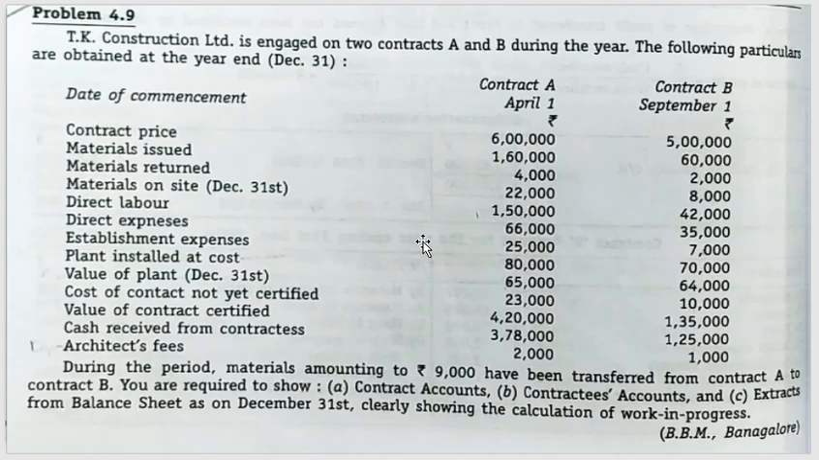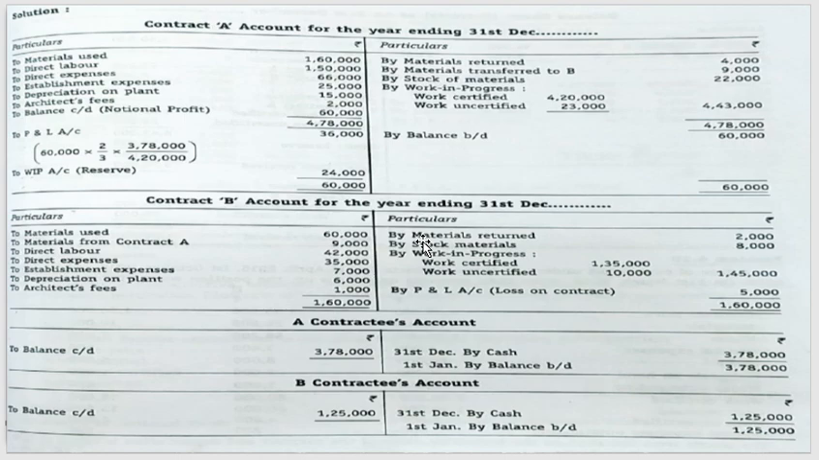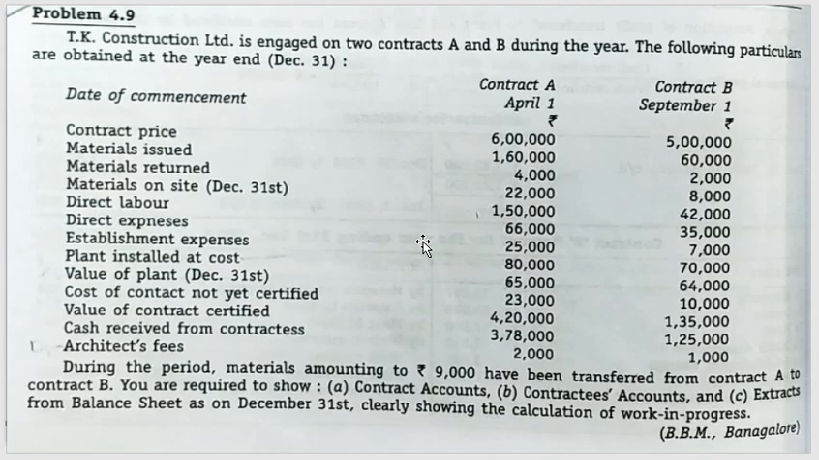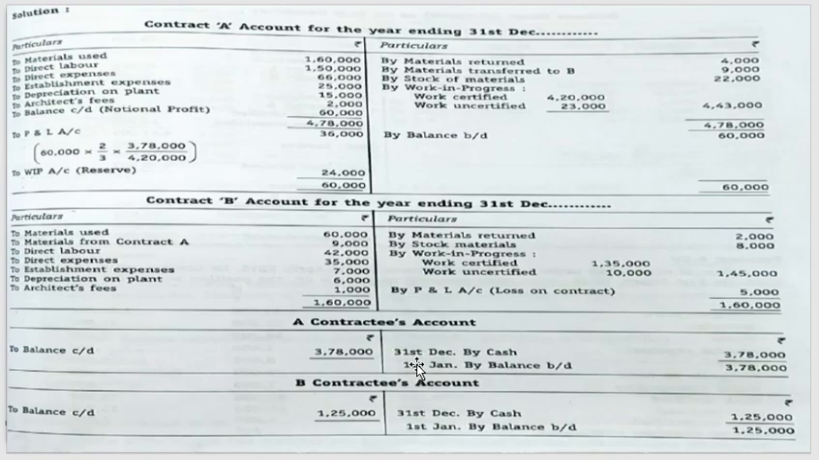When the percentage of work completed lies between 50 and 90%, the formula is notional profit into 2/3 into cash ratio, which is cash received divided by work certified. Now the notional profit is 60,000. So 60,000 into 2/3 into cash received, which as per the question is 3,78,000 for contract A, divided by work certified, which is 4,20,000.